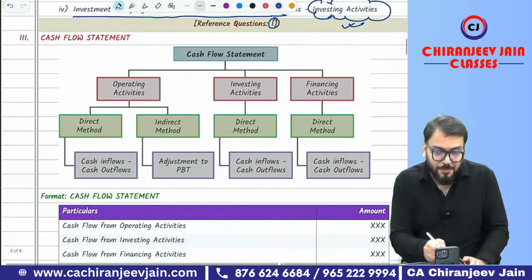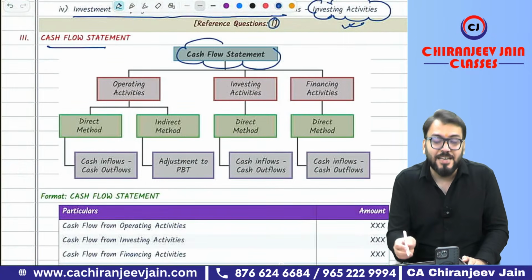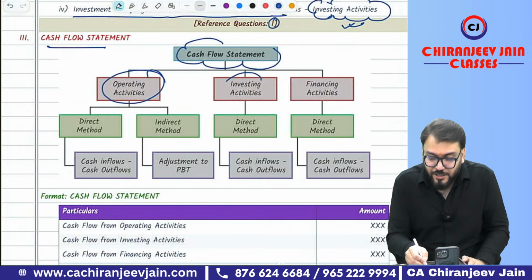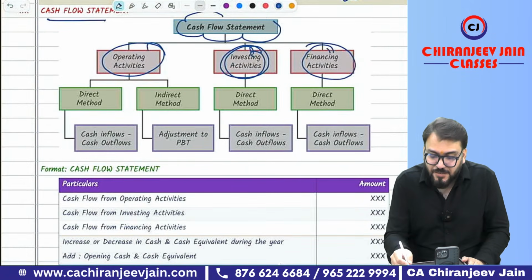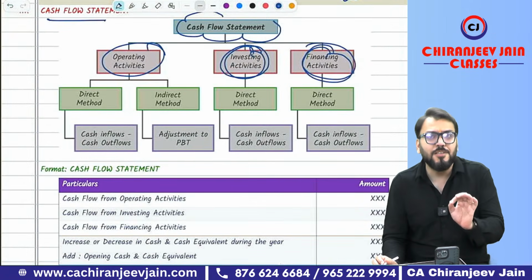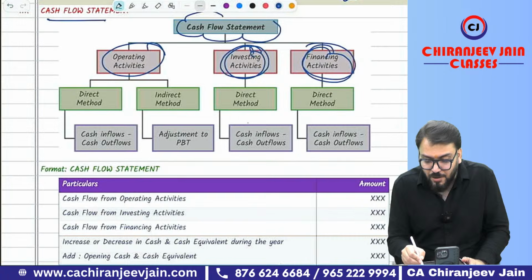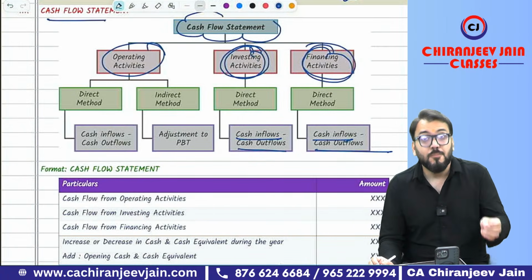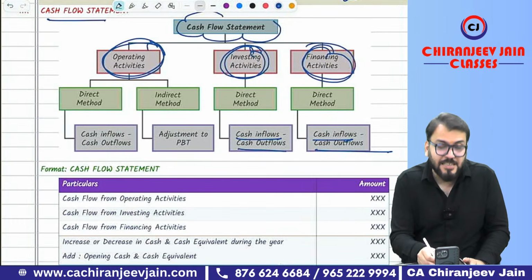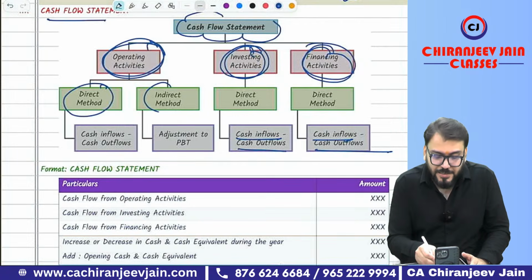Understood? One thing we have understood: cash flow statement is a statement of movement of cash and cash equivalent under operating activities, investing activities and financing activities. For investing and financing activities, we always use the direct method to find cash flow from investing and cash flow from financing activities. Direct method means cash inflow minus cash outflow. But for operating activities, Ind AS 7 has given two methods, as you have done in your CA Inter: direct method and indirect method.